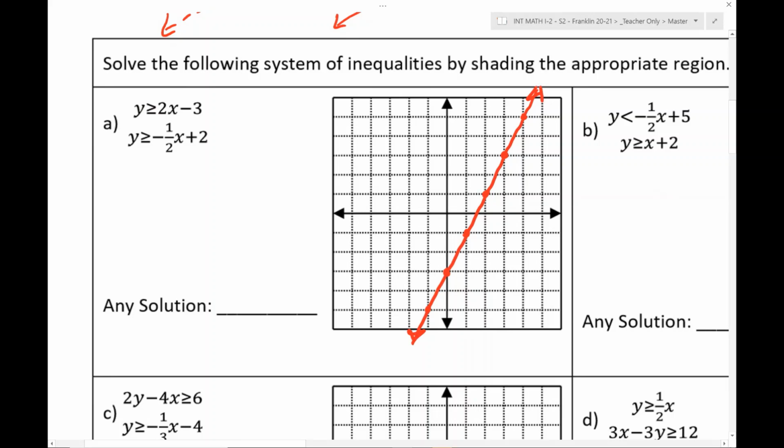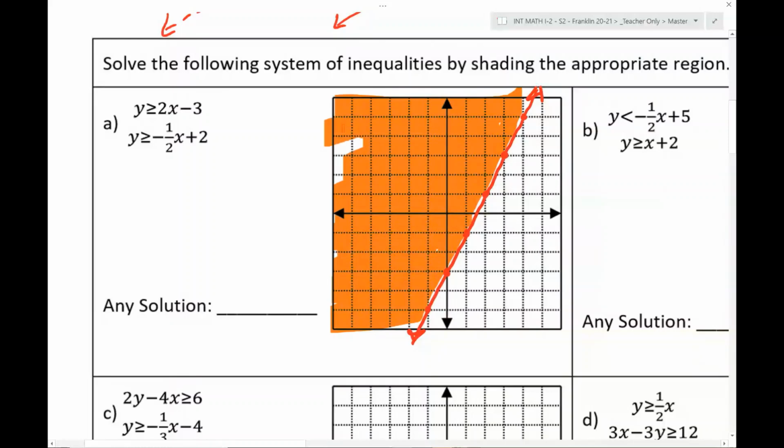Okay. Now, this symbol says greater than. So we would shade up above this red line. So just to illustrate that, I'm going to highlight this area. I guess the highlighter here is orange, but you get the idea.